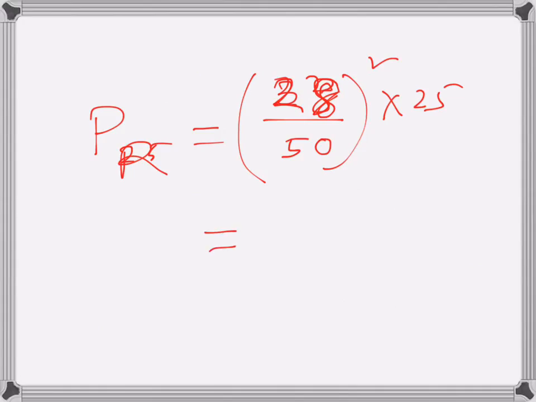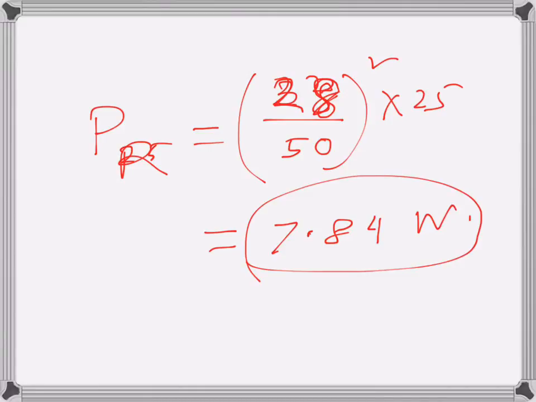And then this one is becoming 7.84 watts. That's the value of the power delivered to R when maximum power is transferred to R. That's the value of the maximum power basically.